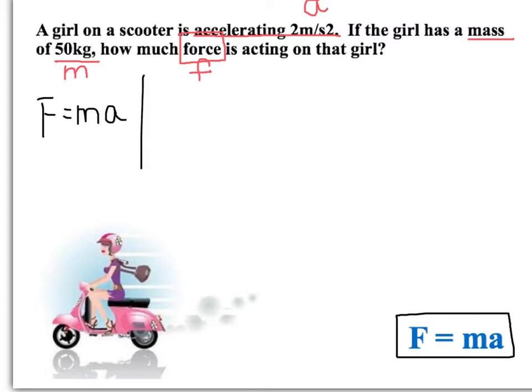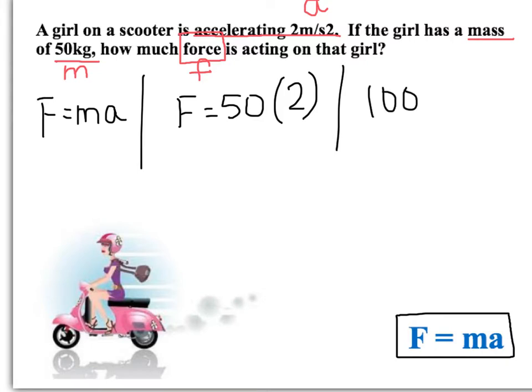And now I'm going to plug in what I know from my word problem. I do not know the force, so I'm going to keep that as an F. I don't know that. But I do know the mass. The mass is 50. And the acceleration, which is 2. So 50 times 2 is 100. 100 what? Well, the unit for force is a little bit more tricky.